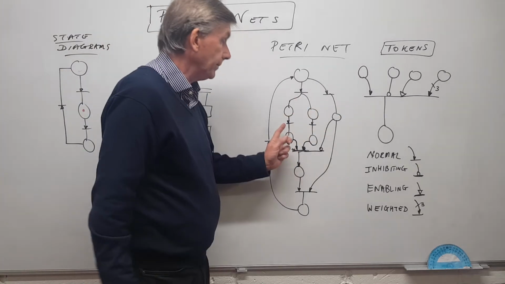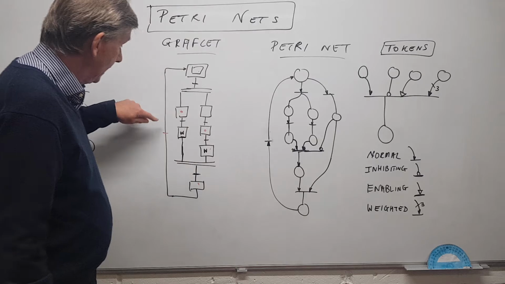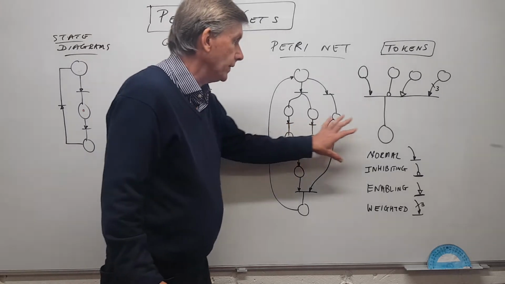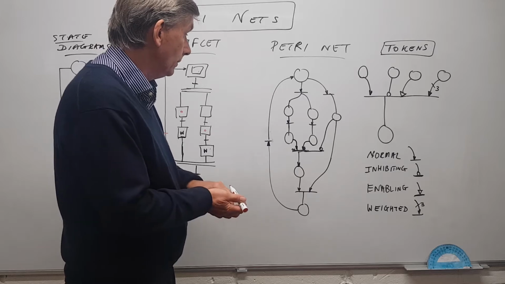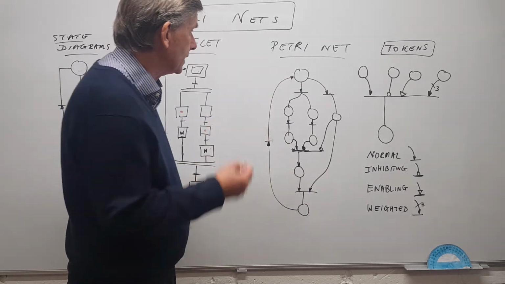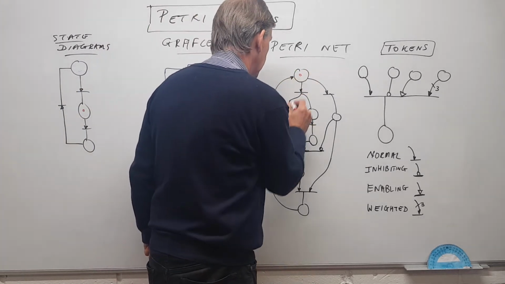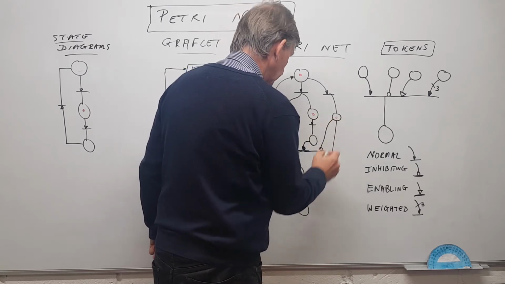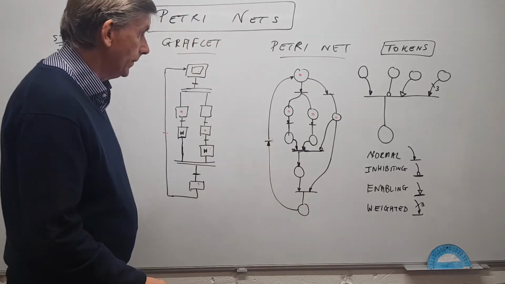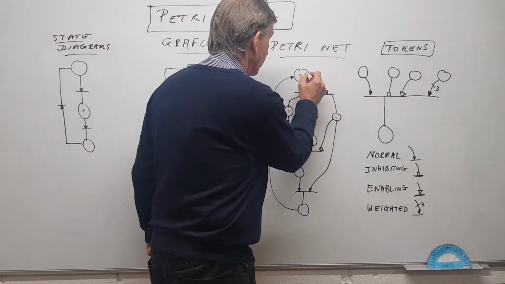Now a Petri net is more complicated again, so we can have as many active states as we like. The active states are called tokens, and we could have more than one token as well.